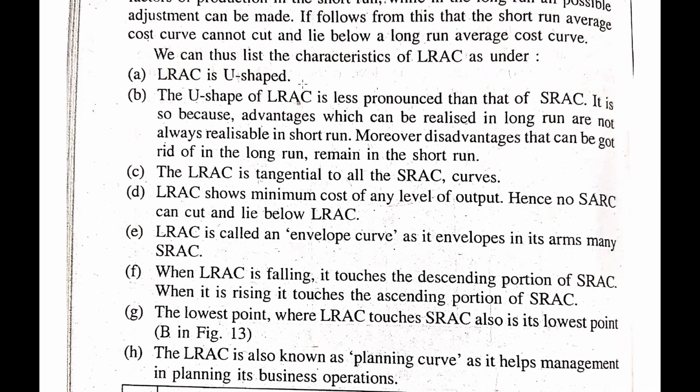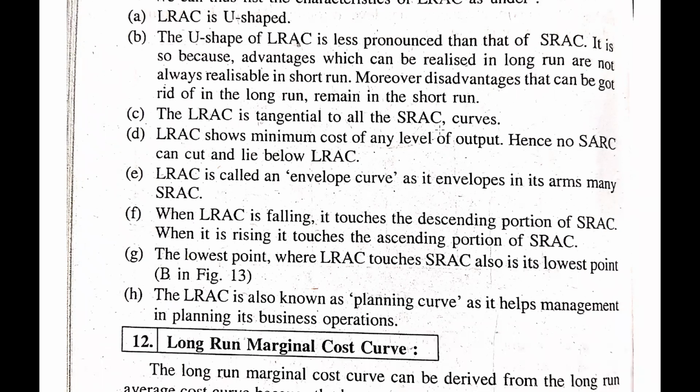That is the first characteristic. Second, the U shape of long run average cost is less pronounced than that of short run average cost. It is so because advantages which can be realized in the long run are not always realizable in the short run. Moreover, disadvantages that can be got rid of in the long run remain in the short run. So the U shape of long run average cost is less pronounced than that of short run average cost.